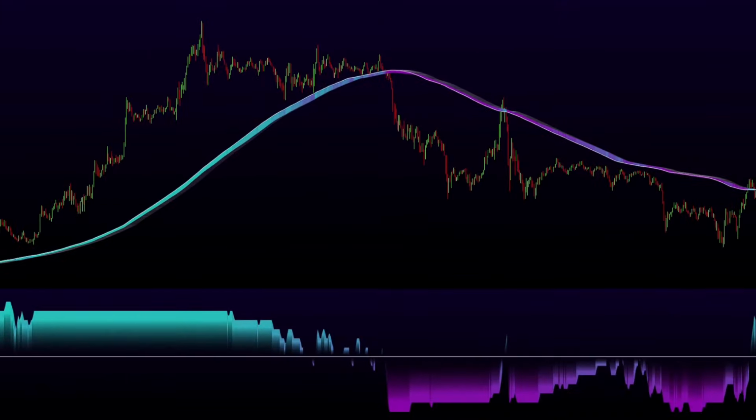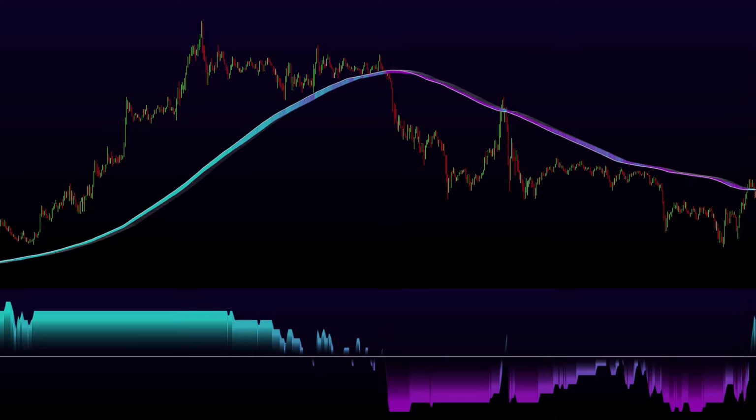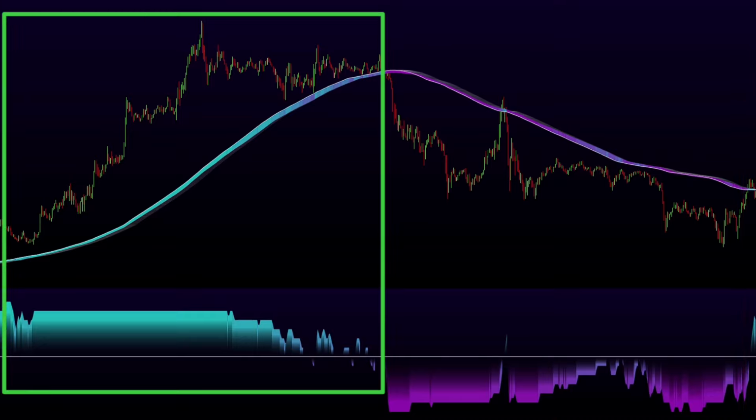The double ribbon paints a color-coded ribbon on the chart, which helps us identify market trend direction. When price candles are below the ribbon and the oscillator line is below the 0 level, this signals a clear downtrend. On the other hand, if price candles are above the ribbon and the oscillator line is comfortably above the 0 line, you've got yourself an uptrend.